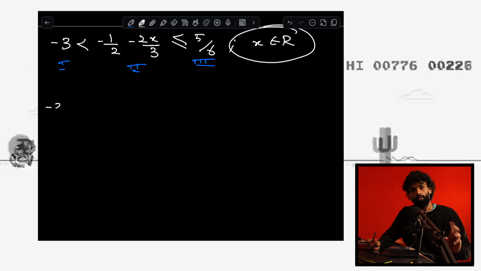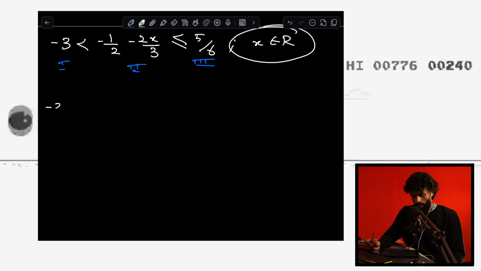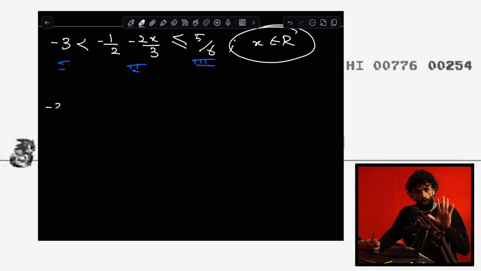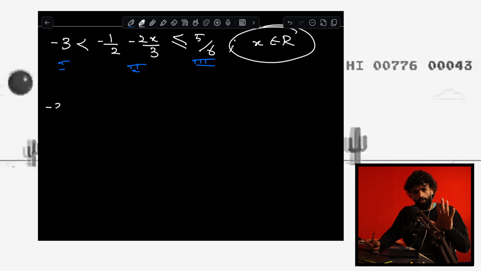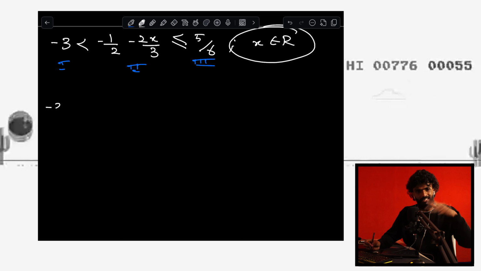This is where the majority of them go wrong. Now you'll obviously ask me a question: doesn't the symbol in the center change? Do not think about that. Ignore that. Think about it just like an equal to thing. Just keep doing your stuff.